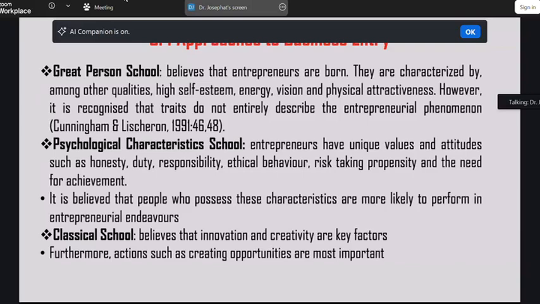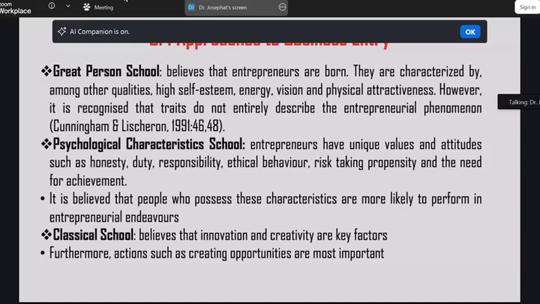So we can talk on the other side, tukiziangalia hizi zaidi, hizi za school of thought ambazo tumeongelea hapa kwenye great person school, they believe that entrepreneurs are born. They are characterized by, among other qualities, high self-esteem, energy, visions, and physical attractiveness. However, it's recognized that traits do not entirely describe the entrepreneurial phenomenon. Hawa ni wale ambao wanaamini kwamba mjasiriamali ni wa kuzaliwa, kwamba anazaliwa na zile trait, anazaliwa na ule uwezo alionao, alieni sehemu yoyote. There's no way to learn or to improve, whichever the case.